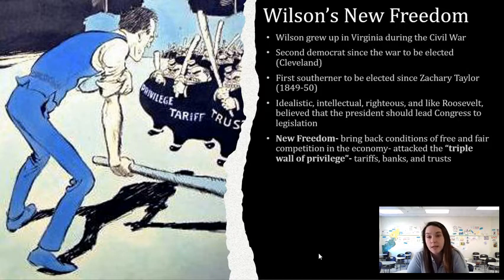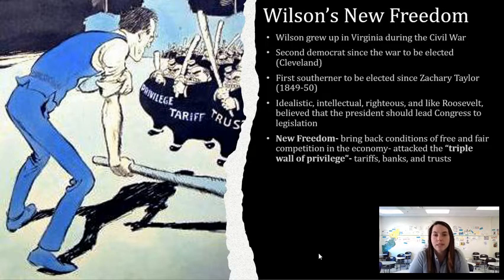He's also the first Southerner since Zachary Taylor. Remember, the Civil War played a role in hurting the Democratic Party, I think, as well. That was one of the strategies of the Republican Party, waving the bloody shirt and reminding people that it was those Southern Democrats that caused the war.